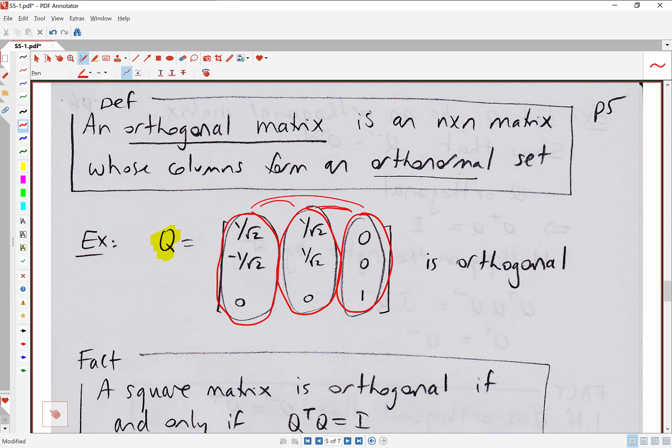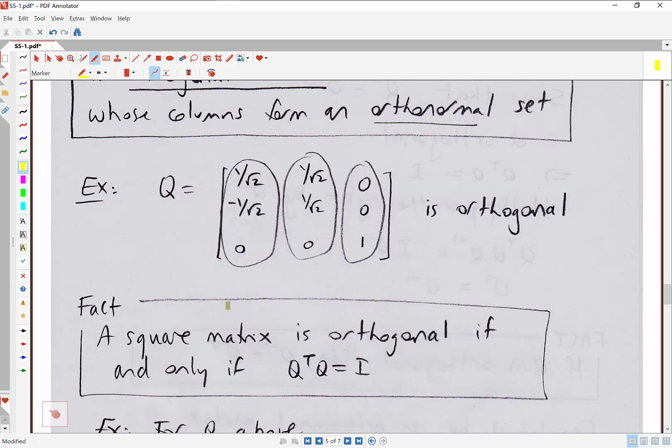We need something more than that. We need each of these vectors to be normalized as well. So we need to make sure that this first column, if we were to calculate the length of that vector, would be 1. So just square each of the components and sum them up. You'd have a half plus 0. So length squared of this vector is 1. Therefore, the length of this vector is 1. Similarly, length of this vector is 1, and length of that vector is 1. So when you have all those conditions satisfied, you can say that your matrix is orthogonal, which again is the same thing as saying the columns are an orthonormal set.